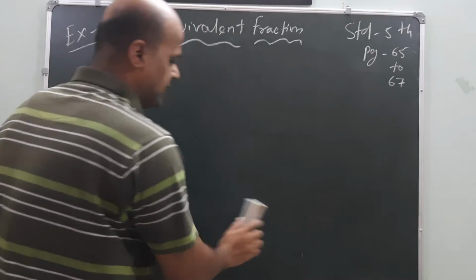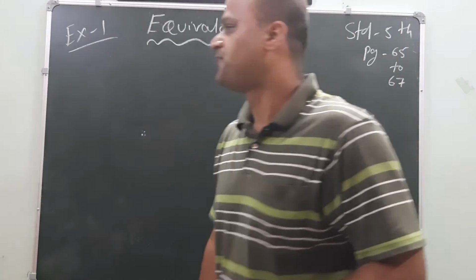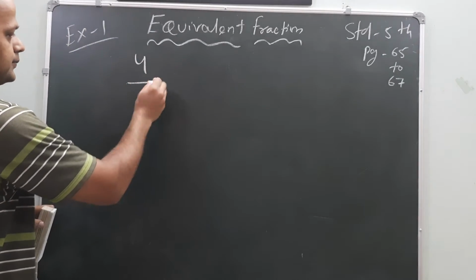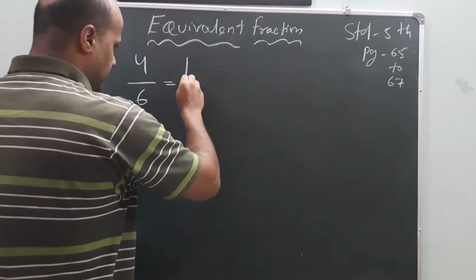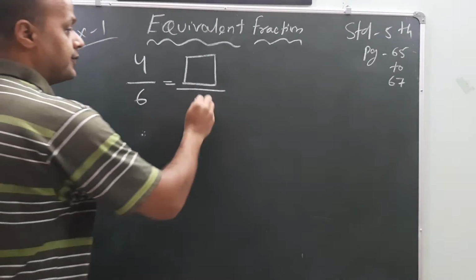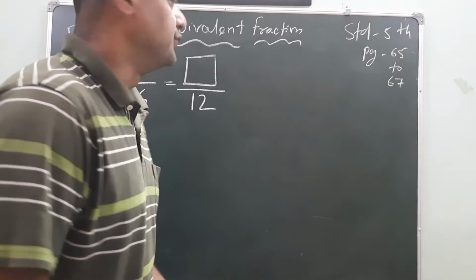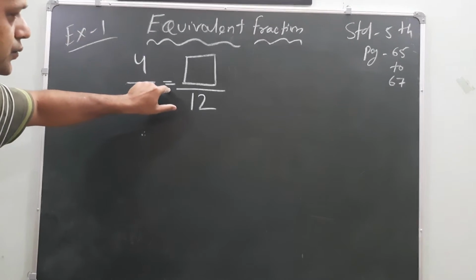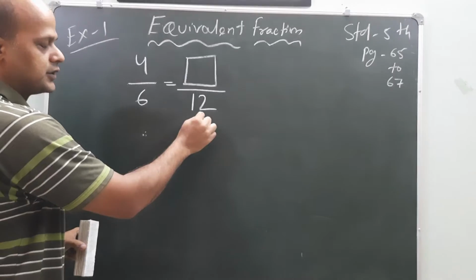Now, let's have some mind exercise, mind games. Suppose it is saying fill in the blanks. 4 by 6 is equal to a box. In this case, it is written that 4 by 6 is equivalent to which fraction? Because here the numerator is missing, but in the denominator 12 is there.